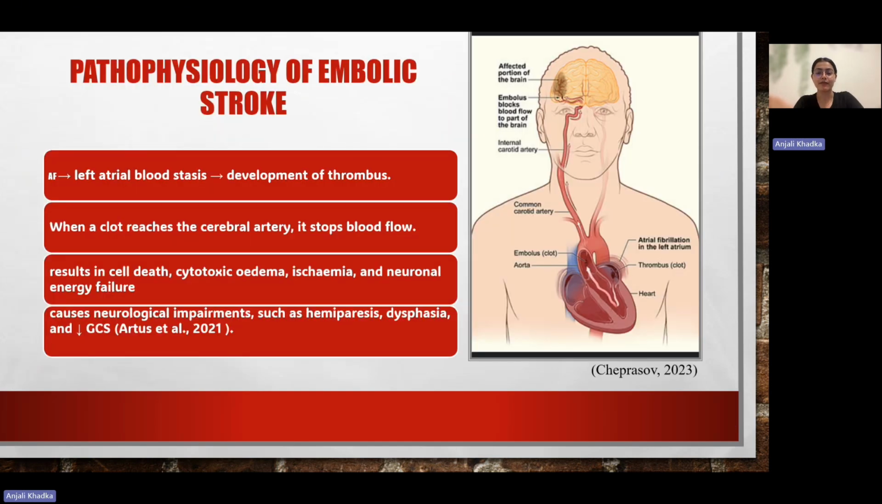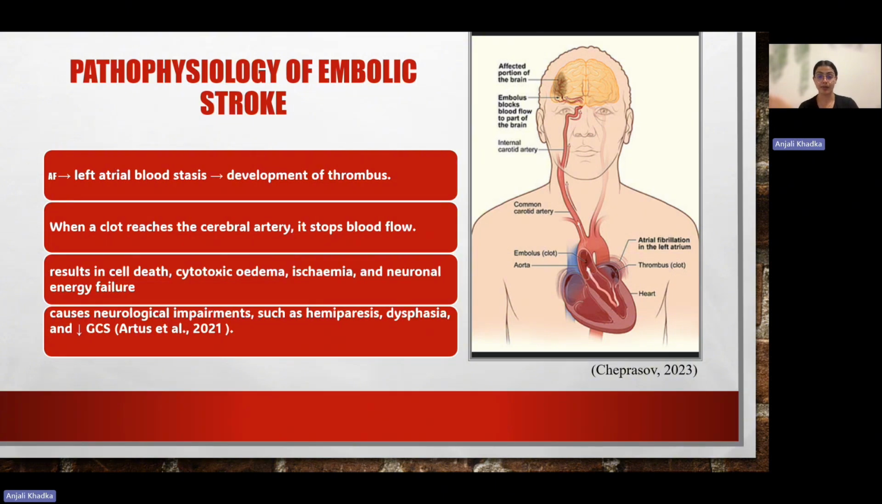Now, I would like to ask everyone a question. Do you know what happens when a clot travels from the heart to our brain? That is where our understanding of pathophysiology begins. Here we can see a visual representation of how a blood clot is formed in the left atrium and how it affects the brain and leads to embolic stroke.